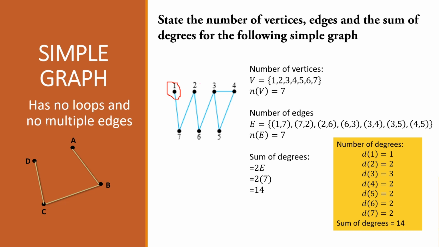D2, as you can see here, we have 2 lines crossing the circle that I drew just now. So that means D2 is equal to 2. D3, we have 3 lines, 1, 2, and 3. So therefore D3 is equal to 3, D4 is equal to 2, D5 is equal to 2, D6 is equal to 2, and D7 is also equal to 2. So when we sum up all the degrees, we have the same answer, which is the sum of degrees is equal to 14. Same answer as when we used the formula just now, 2E.